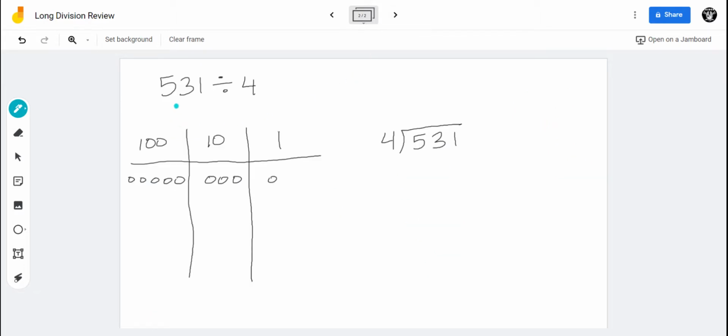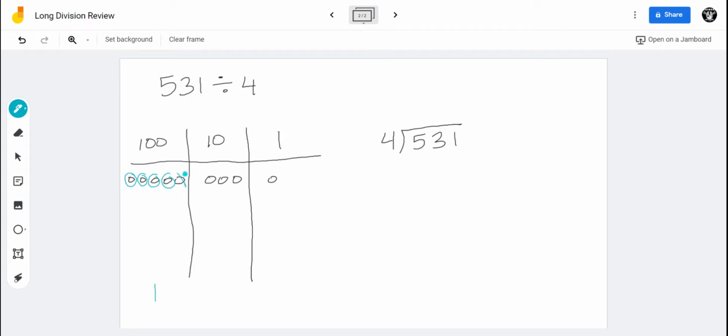So this one is 531 divided by 4. Now I've drawn out my place value chart right here, and I put my 500s here, my 30s here, and my 1 here, and I have to divide them into 4 equal groups. Well, 5 divided by 4 is 1 hundred in each group with 1 hundred left over. So there's 4 equal groups of 100.